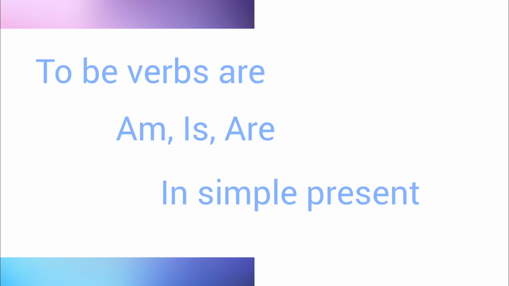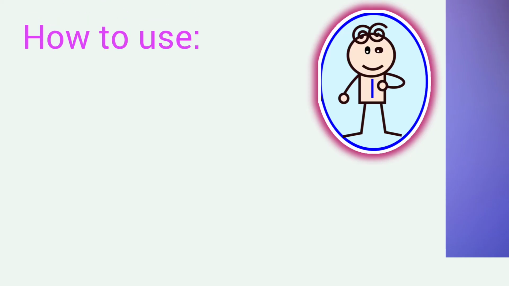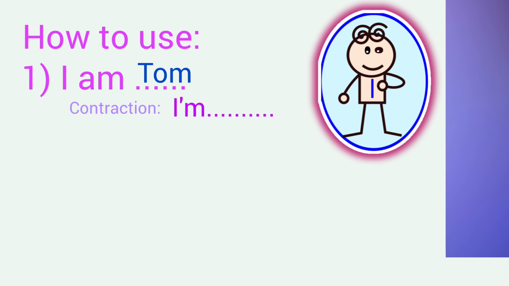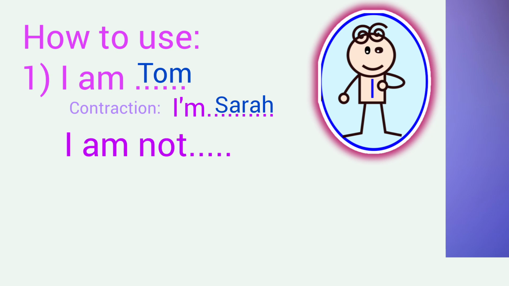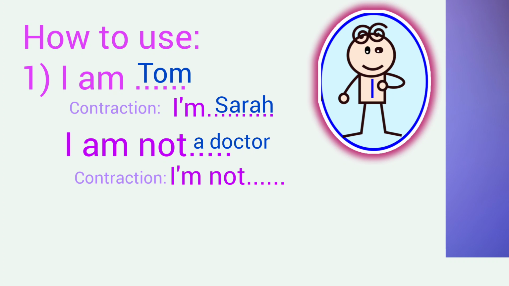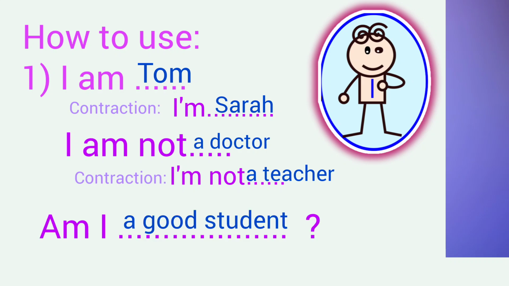To be verbs. To be verbs are am, is, are in simple present. How to use to be verbs. 1. I am. I am Tom. Contraction, I'm. I'm Sarah. Negative form. I am not. I am not a doctor. Contraction, I'm not. I'm not a teacher. Question form. Am I a good student?